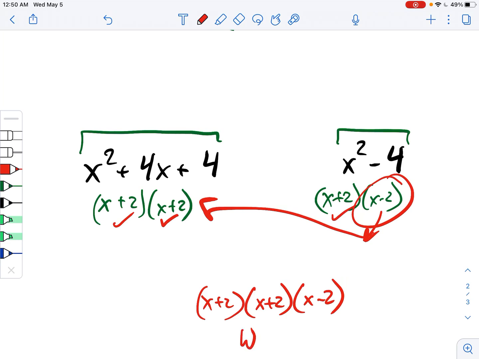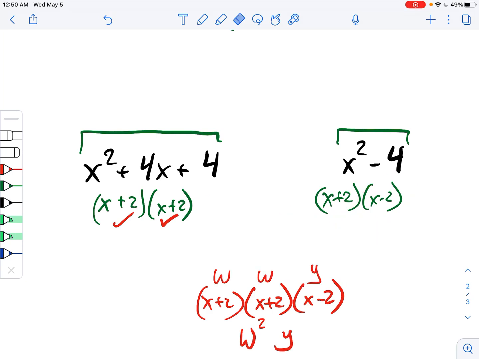And so again, to go back to our w squared y, this is w, this is w, this is y. So hopefully that offered a little bit more assistance or clarity.